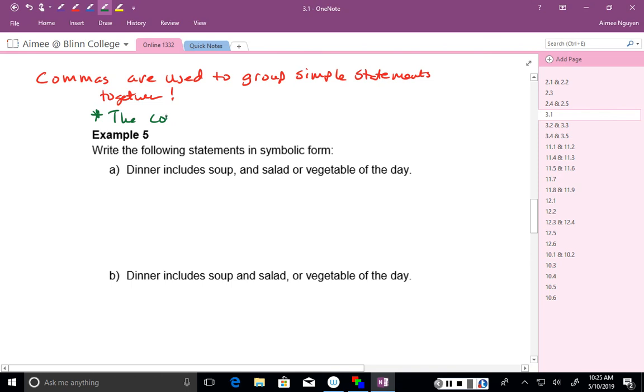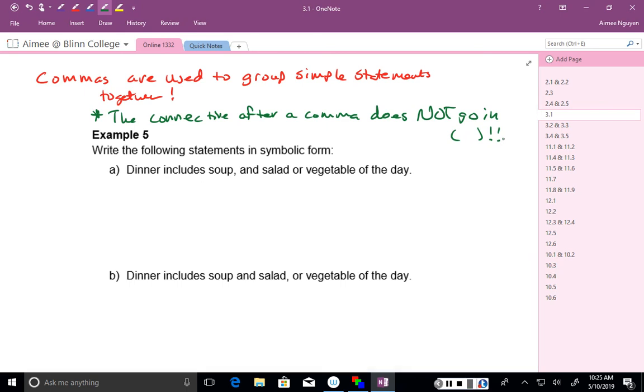The connective after a comma does not go in the parentheses. This is just an English language convention where often the connective will go after the comma. But when we write this statement logically, that connective, my conjunction or my disjunction, will actually go outside the parentheses that we use to group. So be very careful with that part.